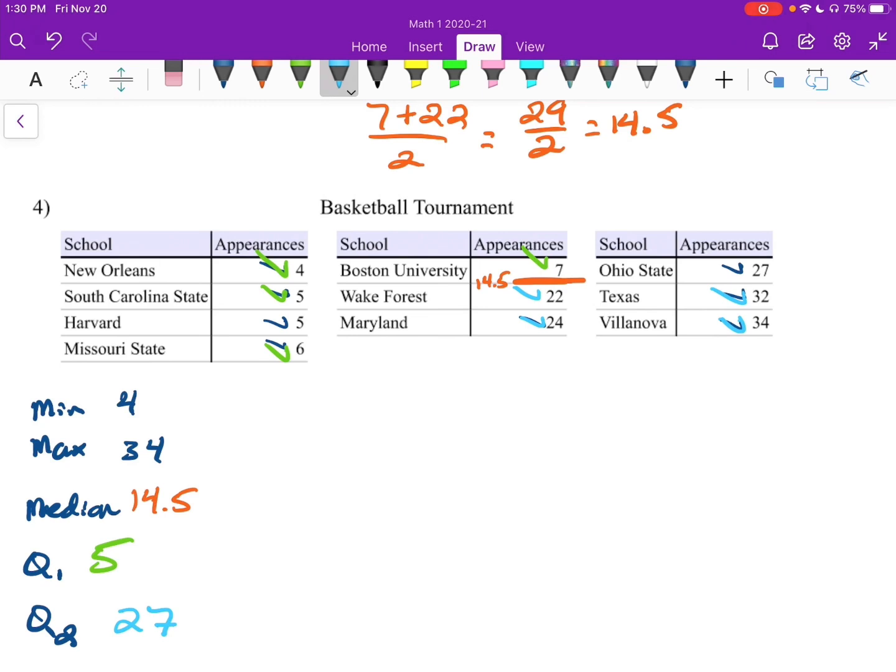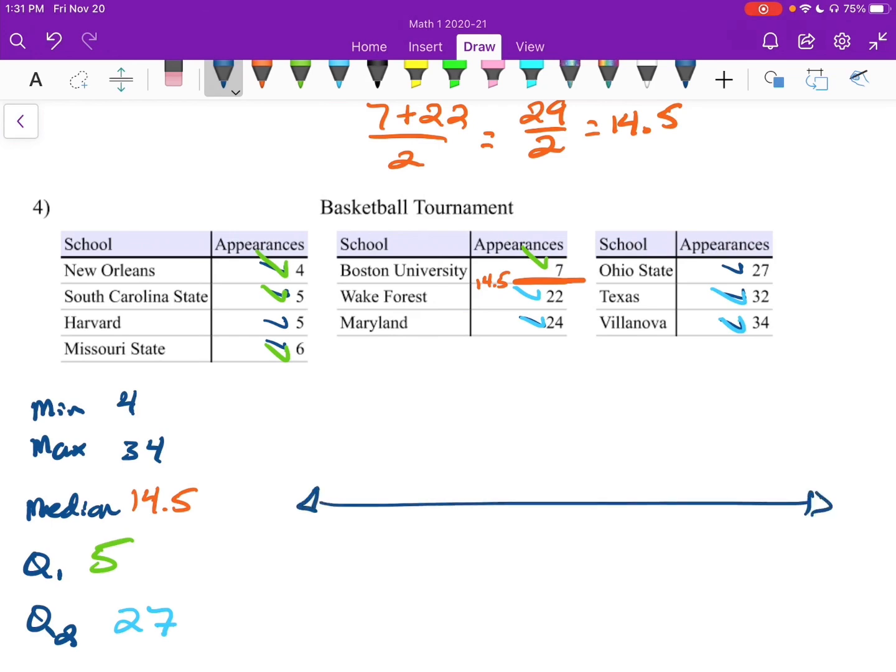Now also, just like how I found the median by averaging, if it ended up being that Q1 or Q3 had 2 numbers left, you'd have to average those also. All right, now that we have our 5 data points, I can draw my chart.